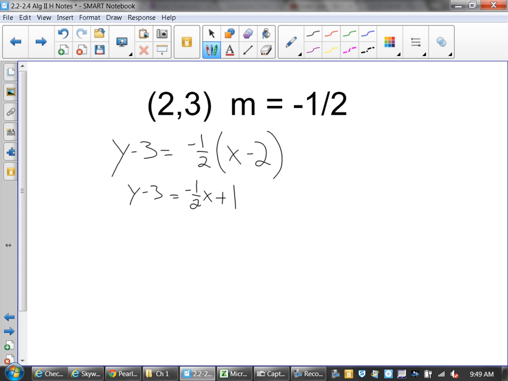And then lastly, what do I do with the negative 3? Add it over. Yeah, exactly. Then you're done.